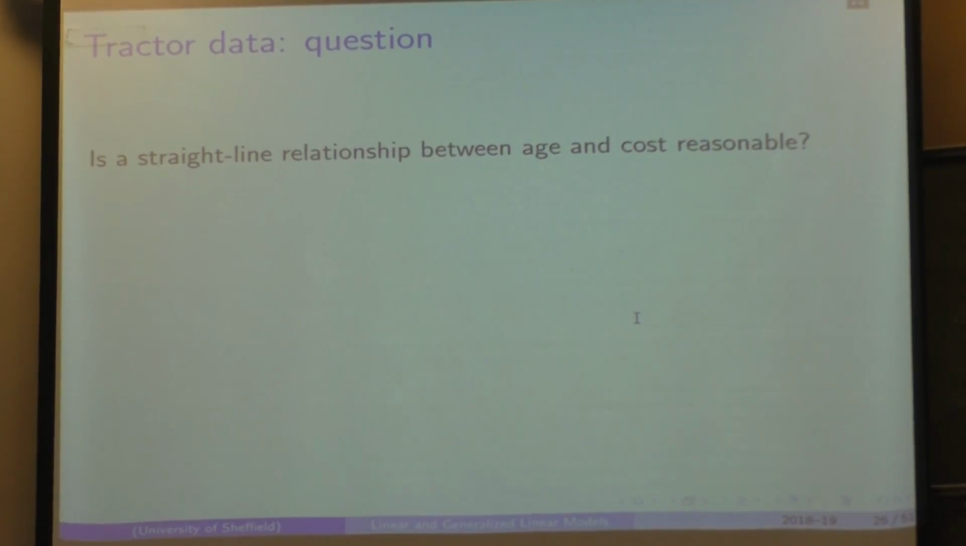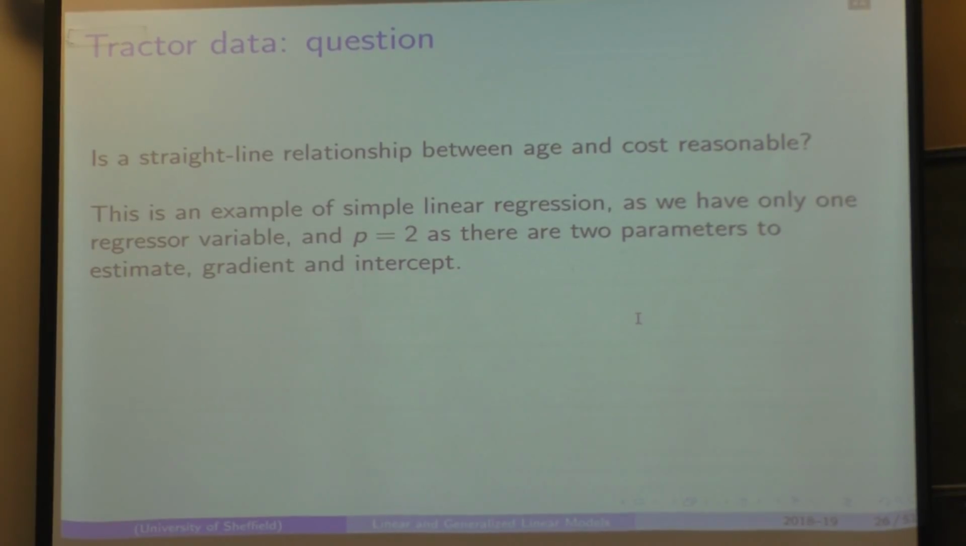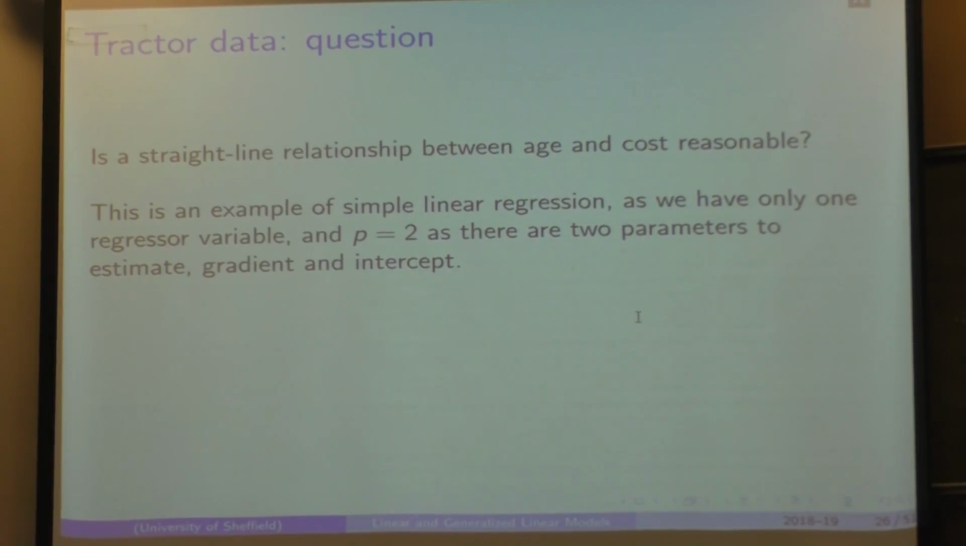Okay, so one question we might ask is: is a simple straight line relationship between the age of the tractor and the maintenance costs a good model? That's actually a simple linear regression. Later on in this section we will do a few more complicated things with this data set, but for now, I'm just going to focus on the simple linear regression. So p is just going to be equal to 2.